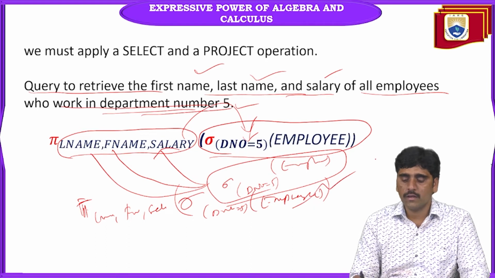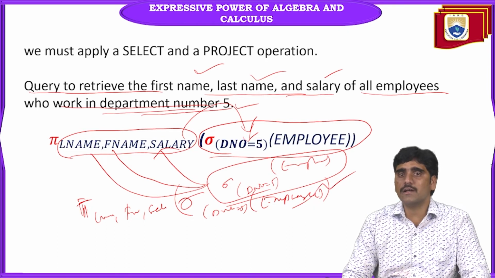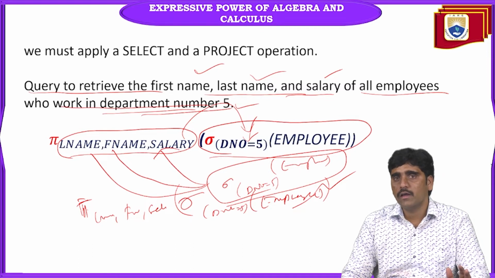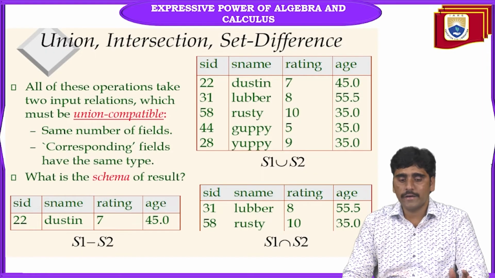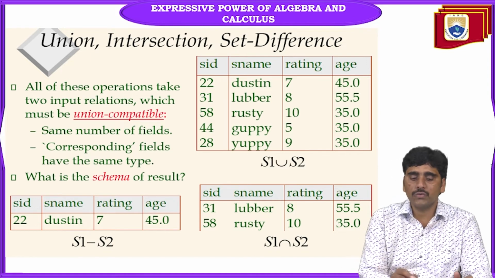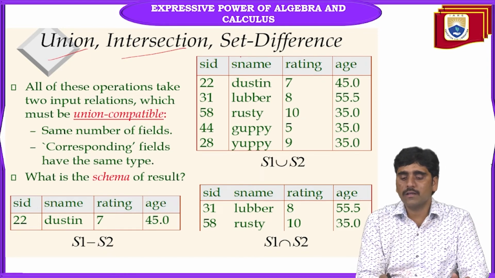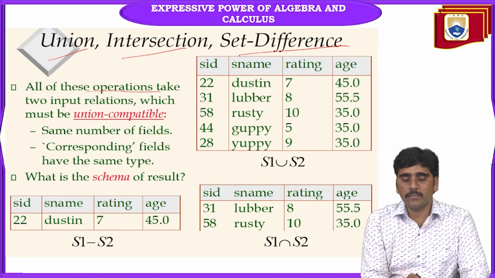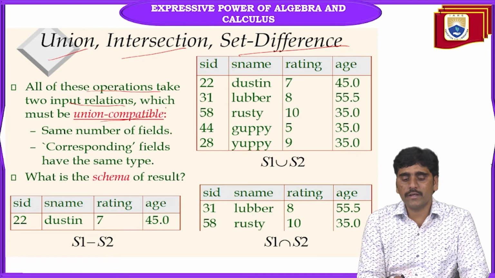So this is the way we can understand both the selection and the projection operations to write the unsafe queries. Sometimes we display using both the selection and the projection operations. And next, we can see the union, intersection, and set difference operations. All of these operations take two input relations which must be union compatible.